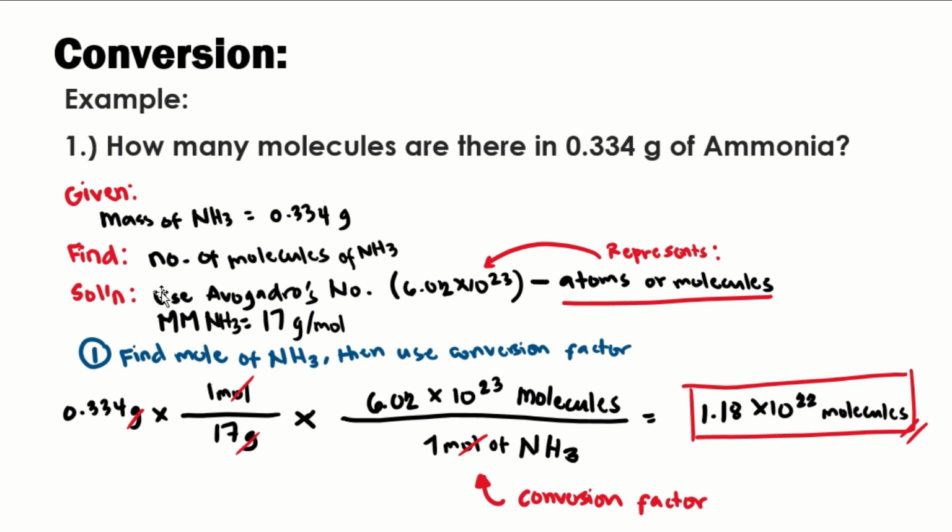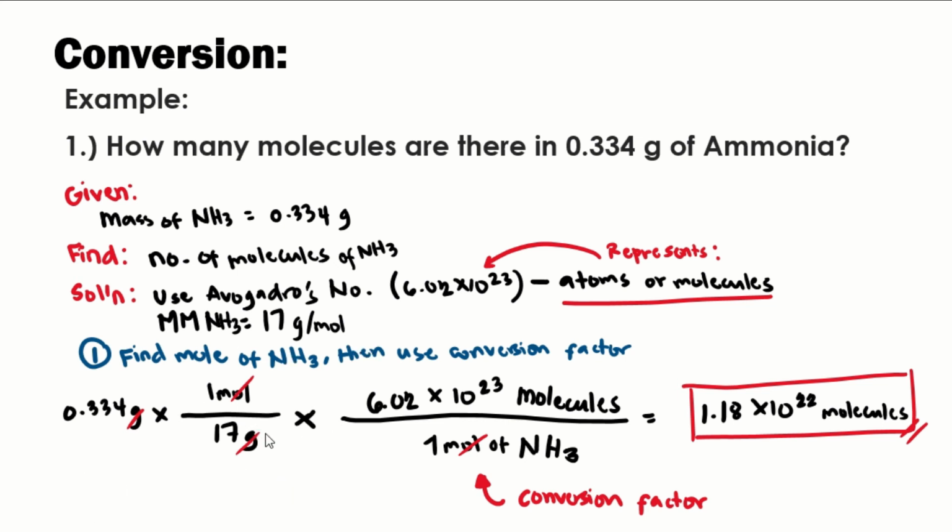So, again, we're going to use Avogadro's number, our reference conversion factor formula. And then, of course, we need the molar mass. Why do we again need the molar mass? Because we need to find the mole in order to convert it into molecules. So, again, find the mole of ammonia, then use the conversion factor for Avogadro's number. We have here the mass of ammonia, 0.334 grams, times the molar mass. For every 1 mole, there are 17 grams. Grams cancel, leaving the mole.